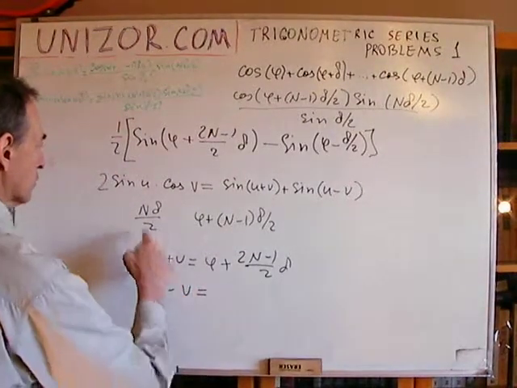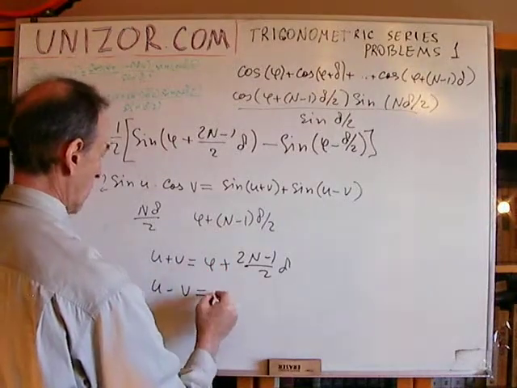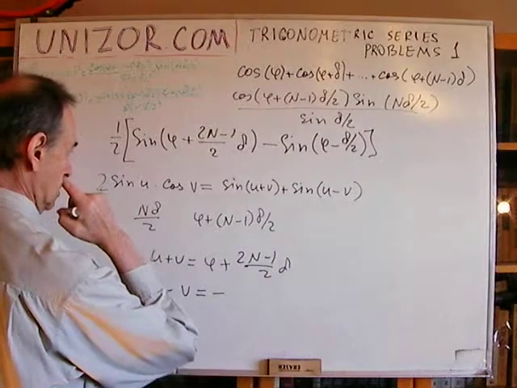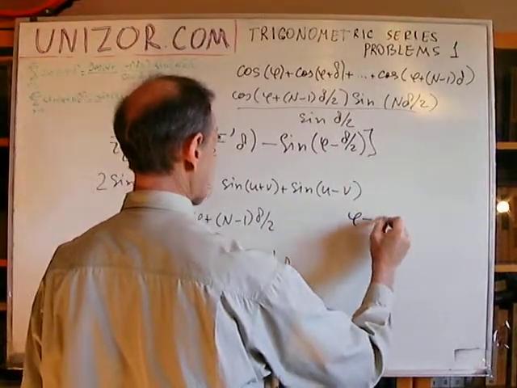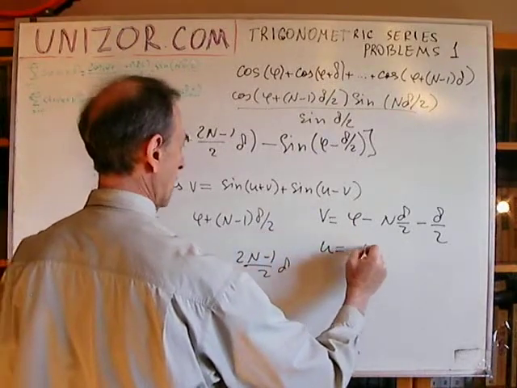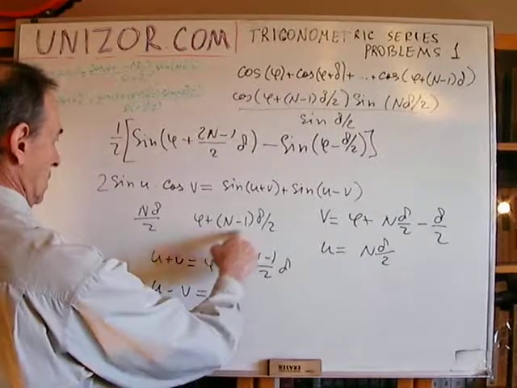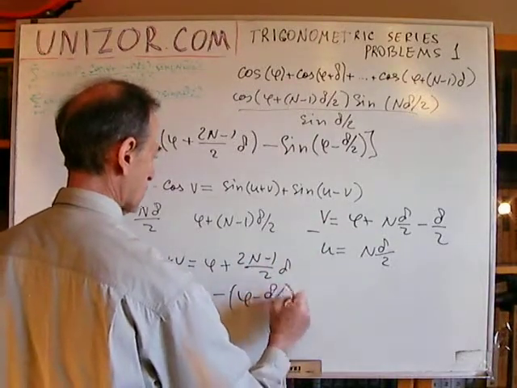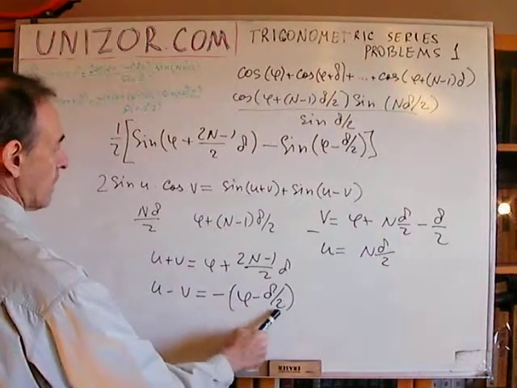U minus V is equal to, let me do it again. V is phi minus N delta over 2 and minus delta over 2. That's my V. And U is equal to N delta over 2. Oh, plus. So if I subtract from U, V, I will have minus phi minus delta over 2. Okay, seems to be working fine, because this is minus phi minus delta over 2.